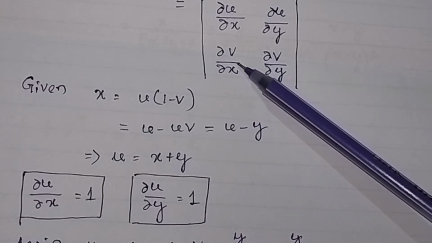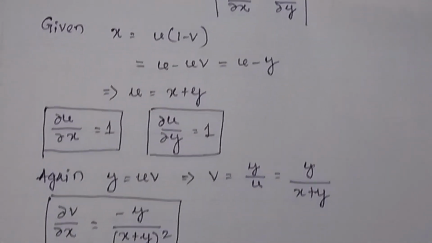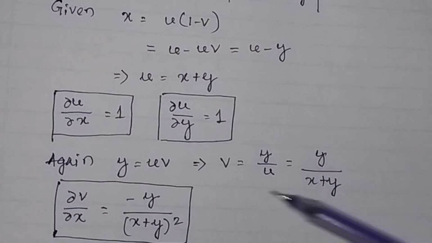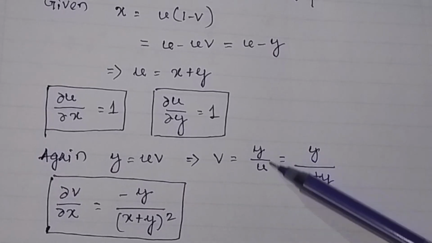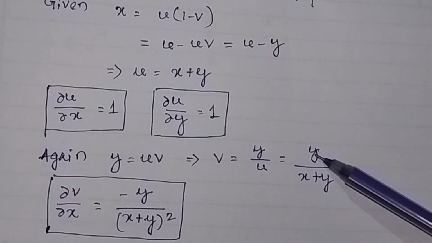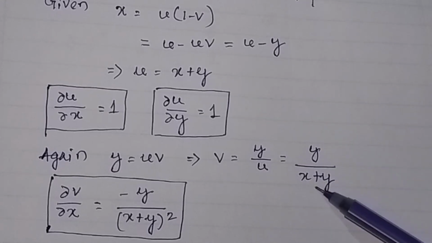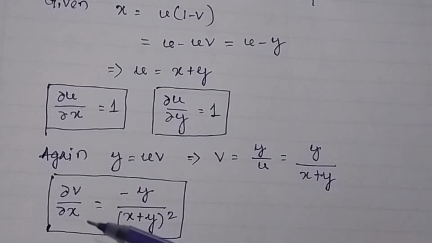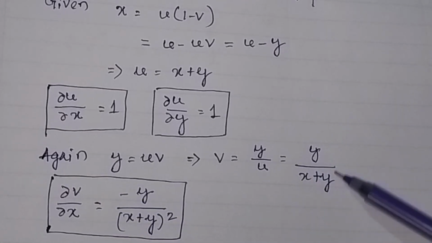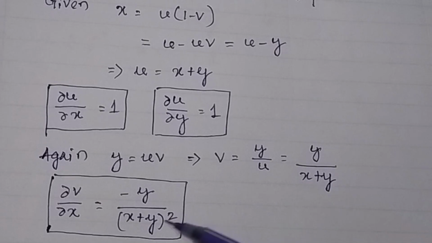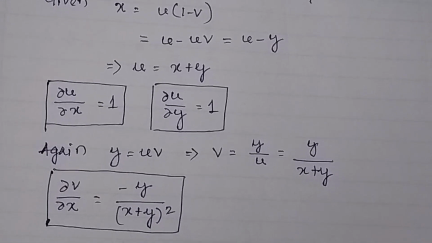Now we'll find the partial derivative of v with respect to x. It is given in the question that y equals u into v. So v will be equal to y by u, that is y divided by x plus y. So the partial derivative of v with respect to x will be equal to minus y divided by x plus y whole square.